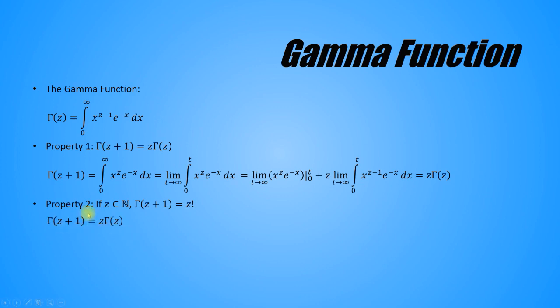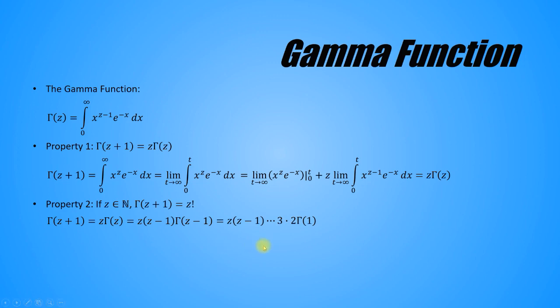So first of all, we'll invoke property 1. Then we invoke property 1 again. If I apply property 1 to gamma of z, I get z minus 1 times gamma of z minus 1. Continuing this process means we just keep piling out factors outside the gamma function, and we keep reducing the argument of the gamma function until we get down to 1.